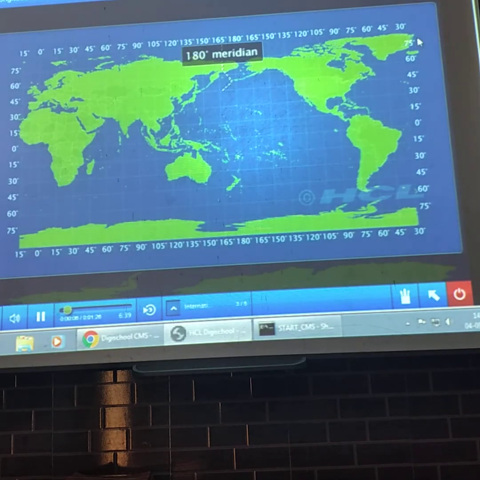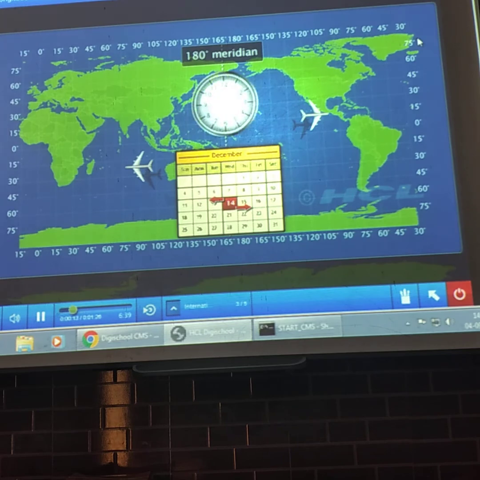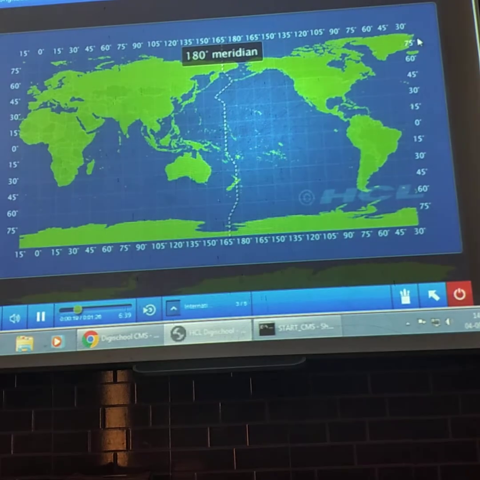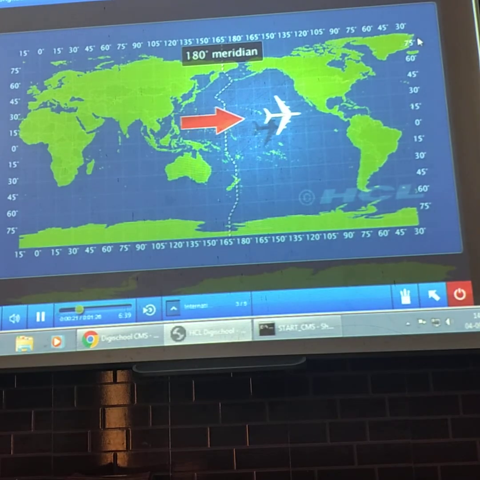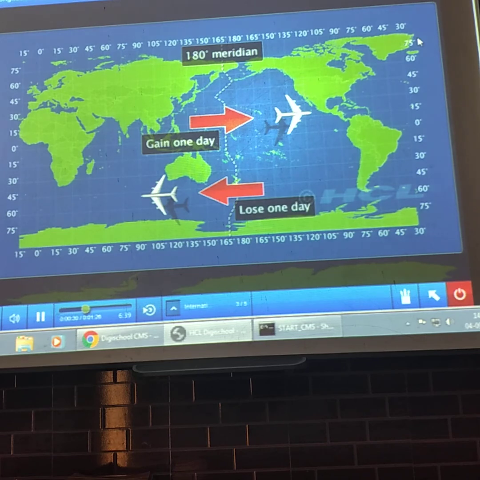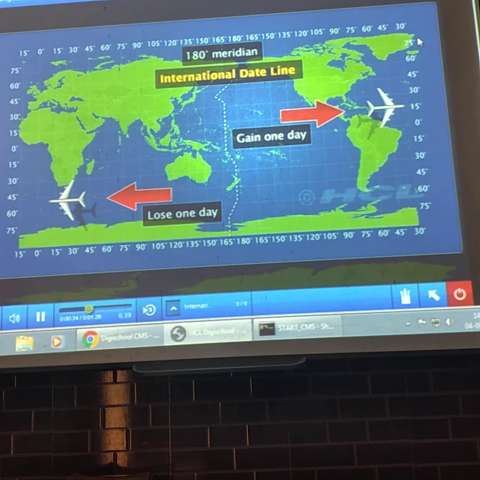When you cross the 180-degree meridian, you will move to the next day, because there is a time difference of 24 hours or 1 day between these two sides. If you cross this line going eastwards, you will gain 1 day. And if you cross it when you are going westwards, you will lose 1 day. Due to this advantage, this line is referred to as the International Date Line.